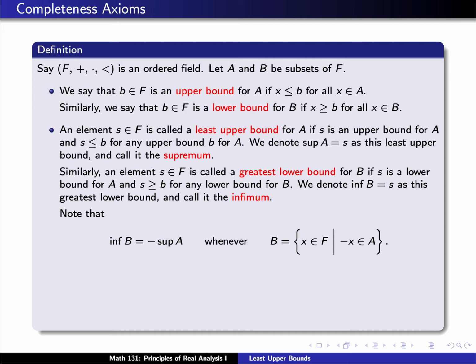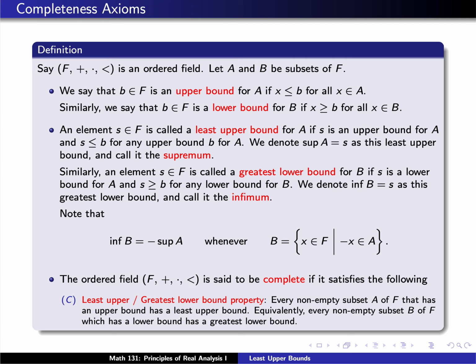Similarly, an element S is called a greatest lower bound for capital B if two things hold. One, S is a lower bound for capital B, and two, S is greater than or equal to b for all other lower bounds, lowercase b, for capital B. We'll let this S be inf B and call this the infimum of B. Notice that if B looked like the negatives of all the elements from A, then the supremum of B is just the negative of the supremum coming from A.